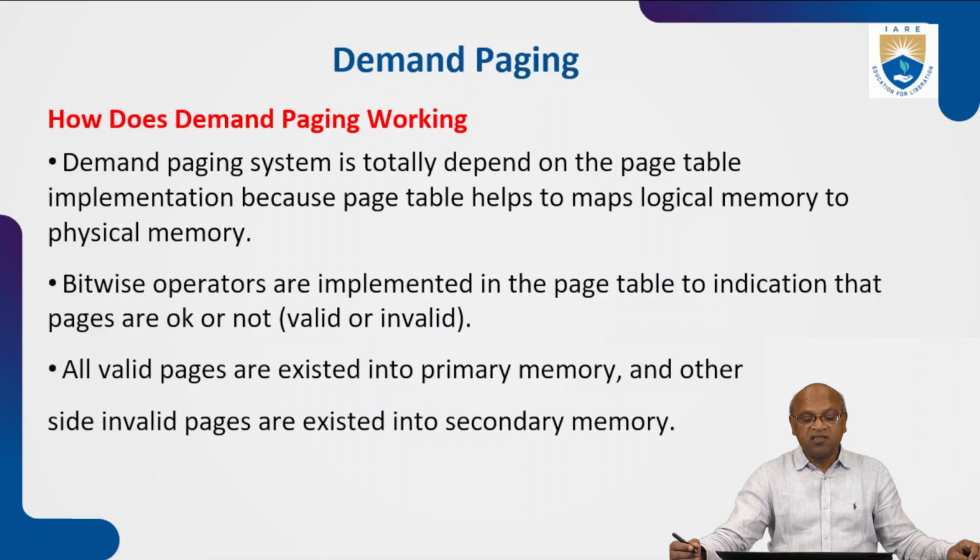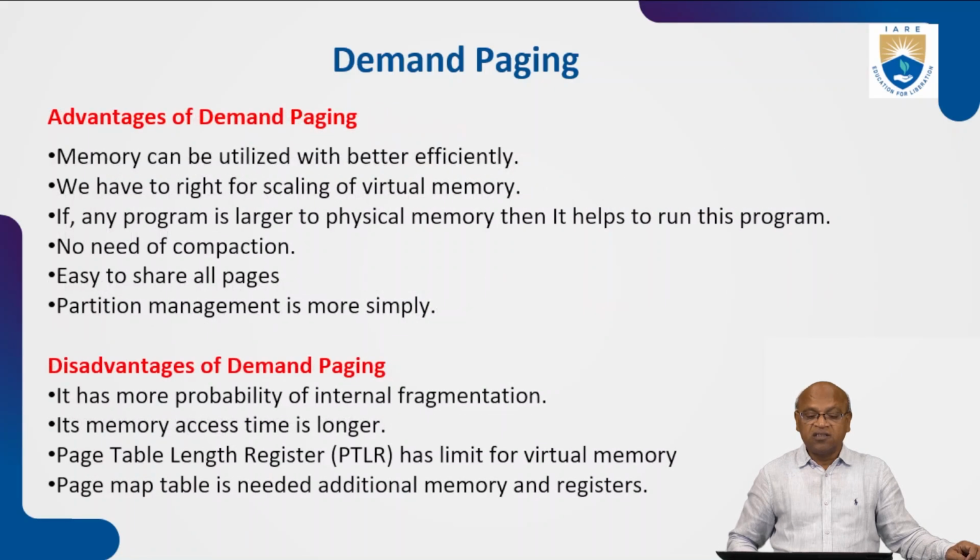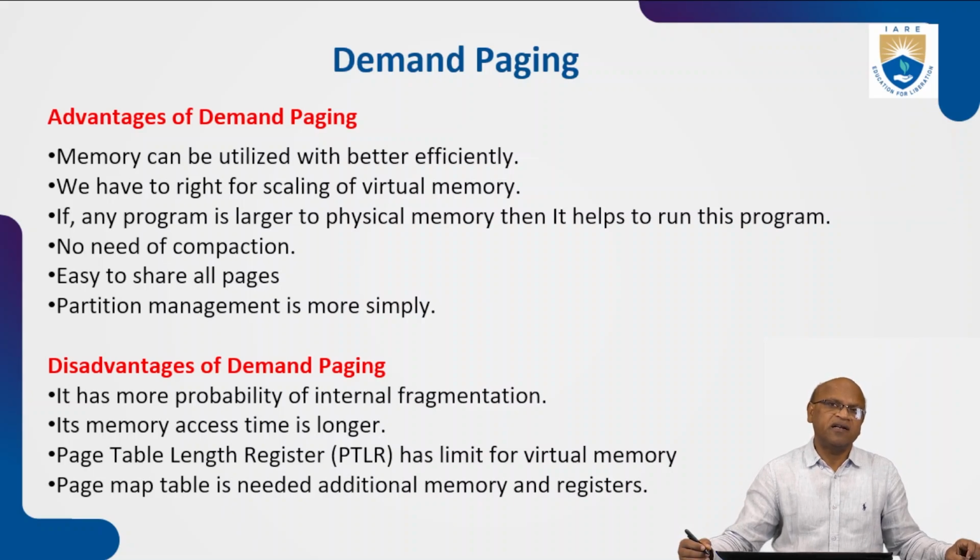So, implementation: the page table helps to map logical memory to physical memory. Bitwise operators are implemented in the page table to indicate whether pages are valid or invalid. All valid pages exist in the primary memory, and the invalid ones exist in the secondary memory. With swap in and swap out, we create space for the particular page you want to see. That's called demand paging.